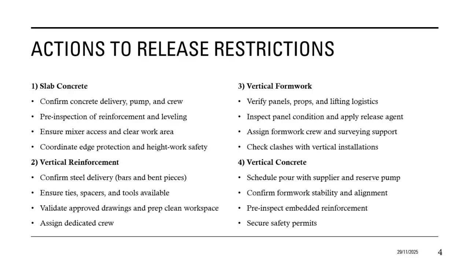Material-related restrictions include ensuring steel reinforcement, formwork components, and embedded installation elements arrive on time and in the correct quantities. Delays in these items tend to create immediate bottlenecks, so part of the planning effort focuses on validating purchasing orders, confirming delivery dates, and maintaining small on-site buffers for critical components.